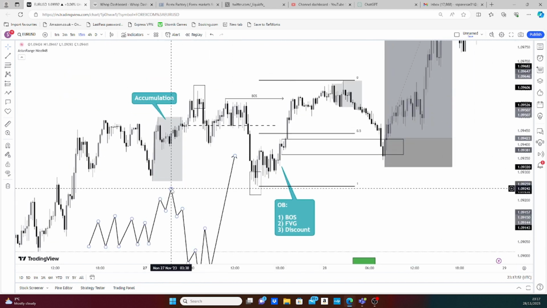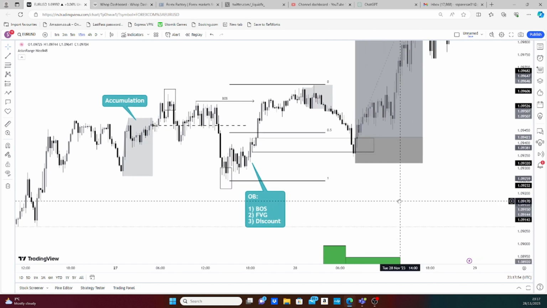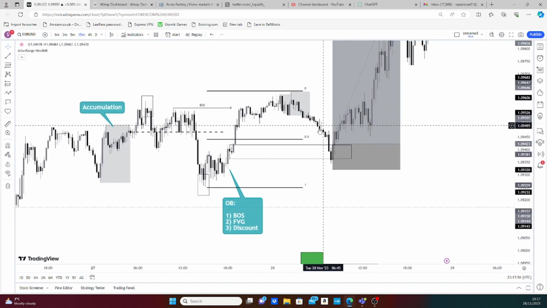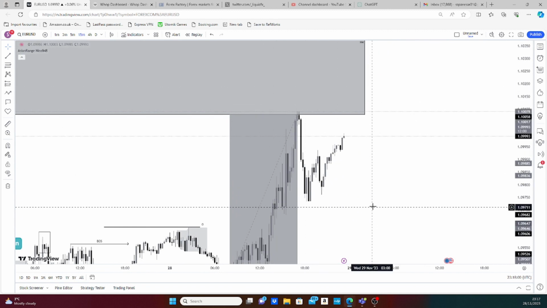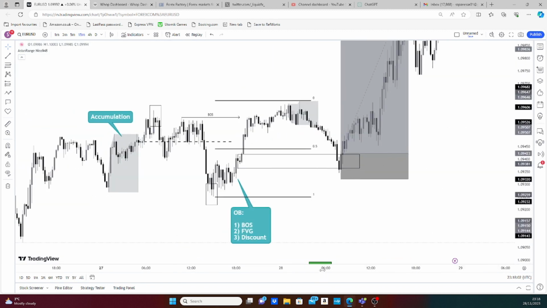This is a fantastic trade taken in the Liquid FX community, taking buys here the next day, following up the narrative, hitting the overall daily POI. So this is a typical bullish example.